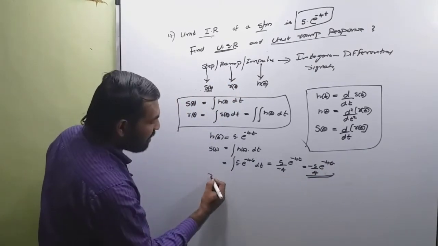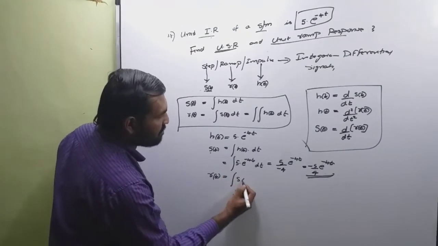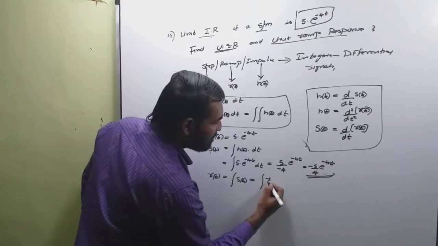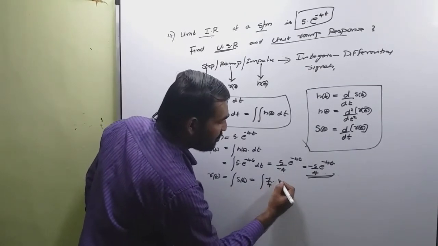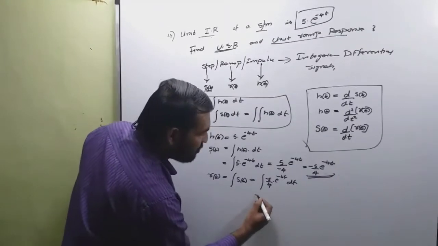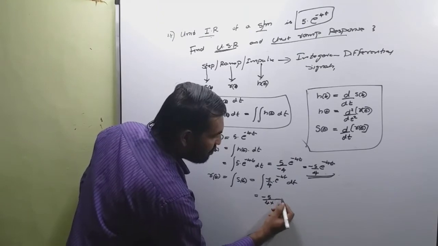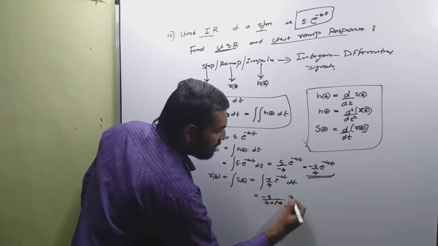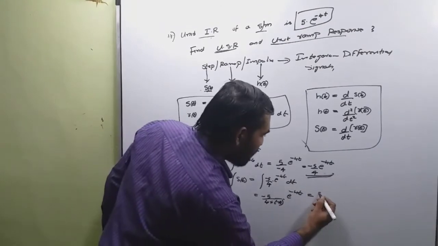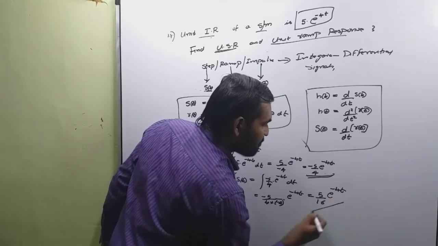And ramp response is equal to integral of step response. That is equal to integral of minus 5 by 4 into e raised to minus 4t dt. That is equal to minus 5 by 4 into 1 by minus 4 e raised to minus 4t, that is equal to 5 by 16 e raised to minus 4t.